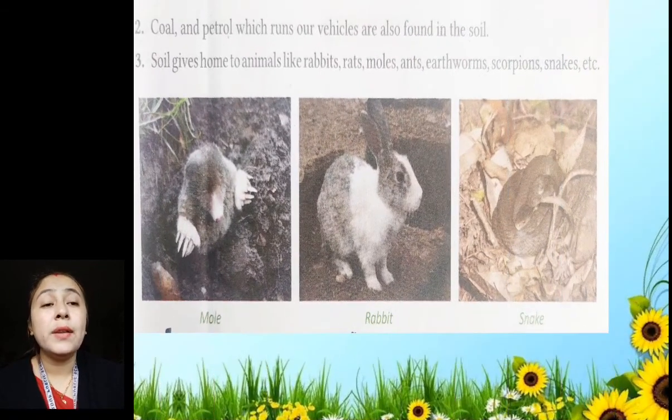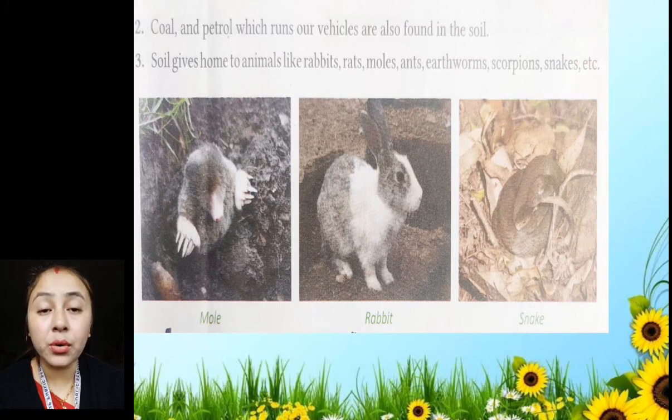Number two, uses of soil: coal and petrol, which run our vehicles, are also found in soil. Do you know, children, that coal, petrol, diesel are dug out from deep beneath the soil? They are found inside the soil. We can't even imagine our life without vehicles nowadays, right? We are so dependent on vehicles. So coal and petrol, which run our vehicles, are found deep in the soil.